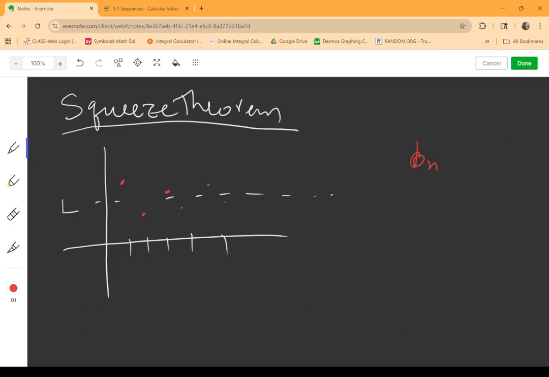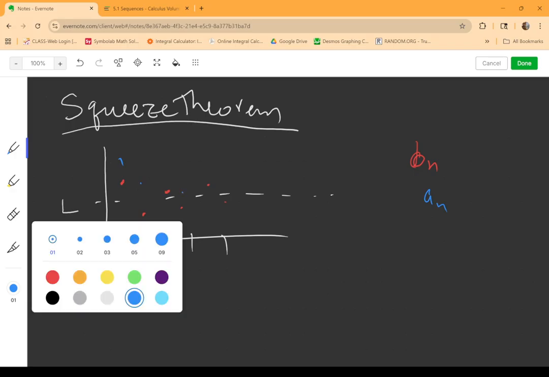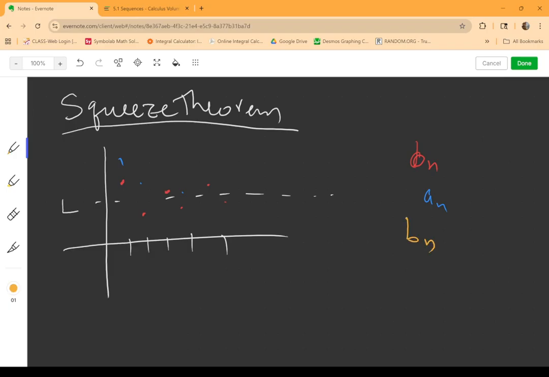Well, the idea here is that you have something like a sub n, maybe that one is above, and then c sub n is maybe approaching it from below. Together they're squeezing it, so that we can see that both a sub n and c sub n are approaching this value of L. And that means that b sub n will also approach that value L.